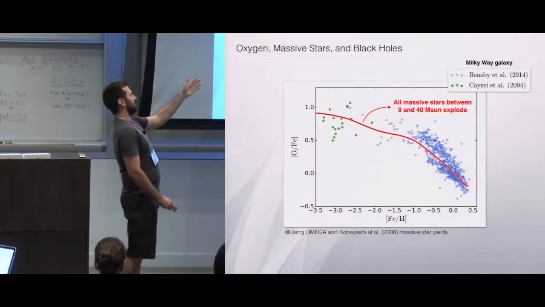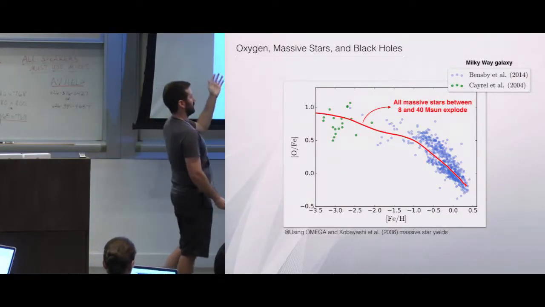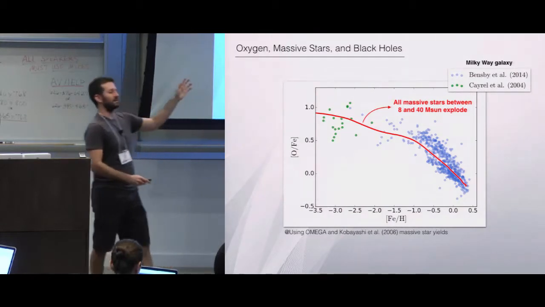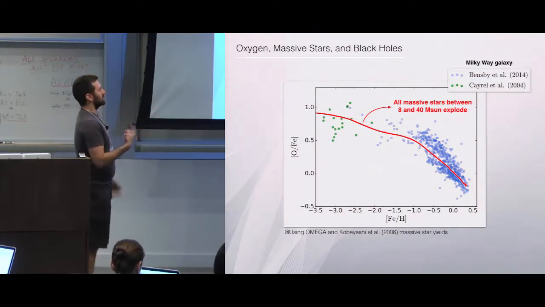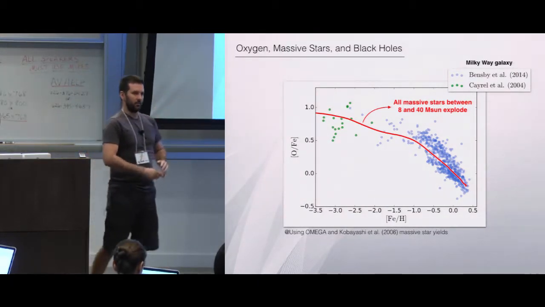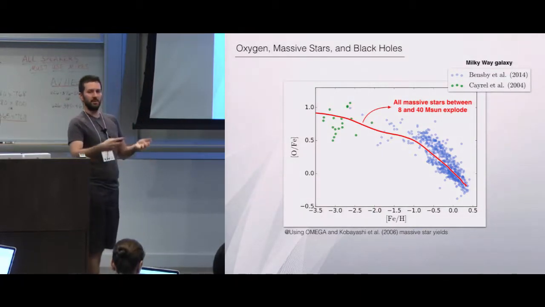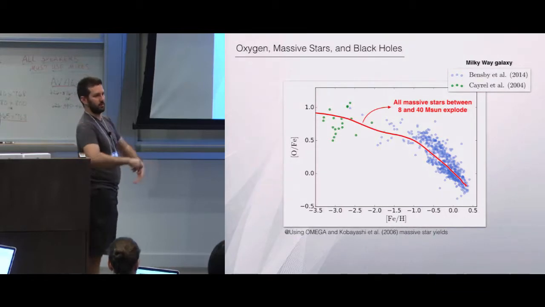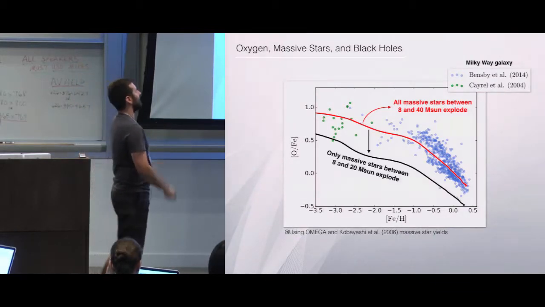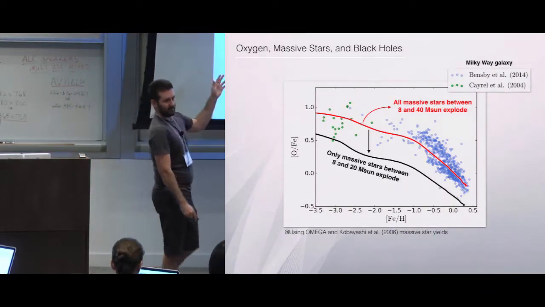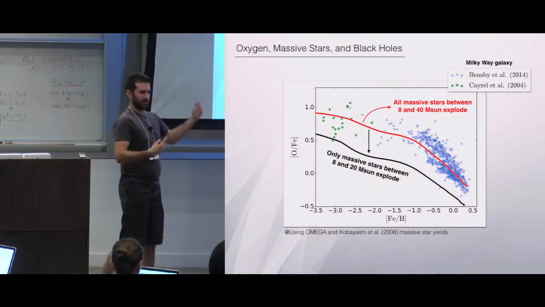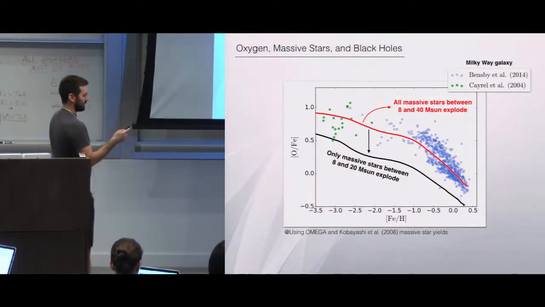So that means that I probably fit the data and I have the right answer for the wrong reason. But that's okay, I have a model, I can say to my model, well, let's just fix this. Let's just assume that the stars between 8 and 20 solar mass explode and the rest just produce black holes. Well, I have this awful fit. Now everything is wrong and I'm starting to worry about what the hell is going on.